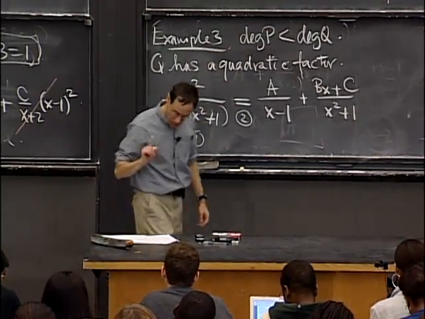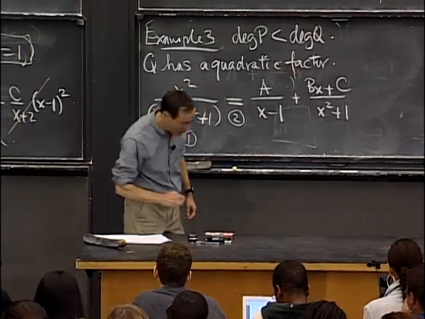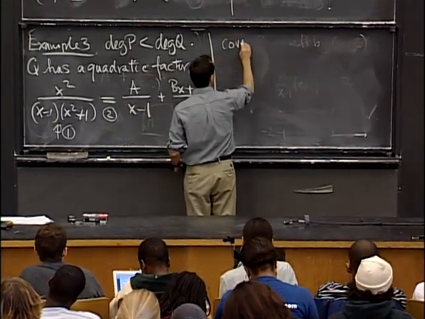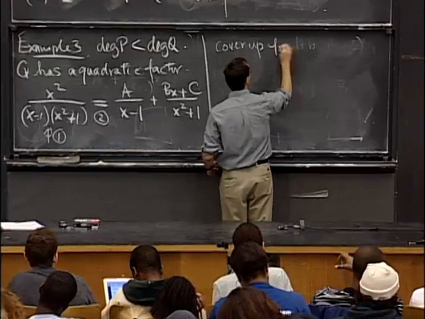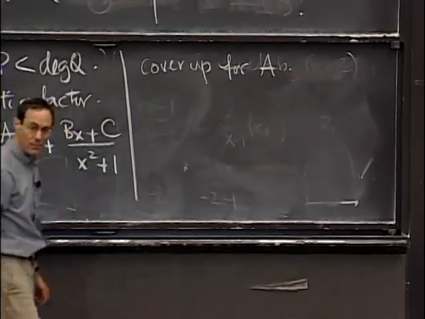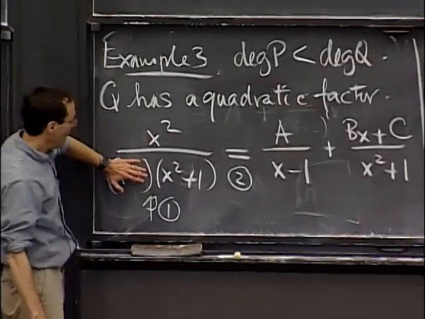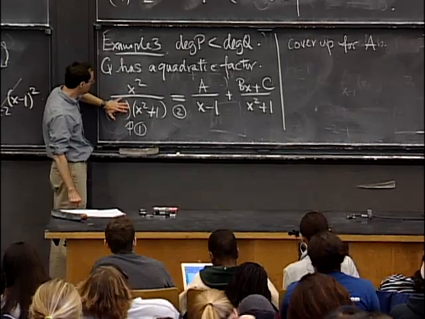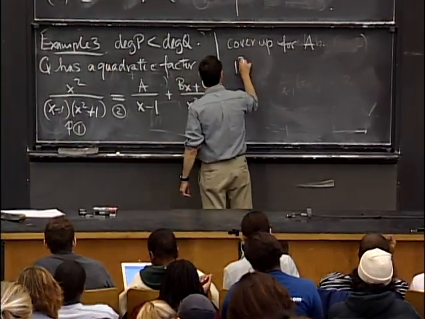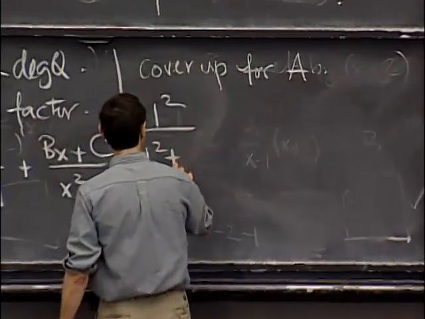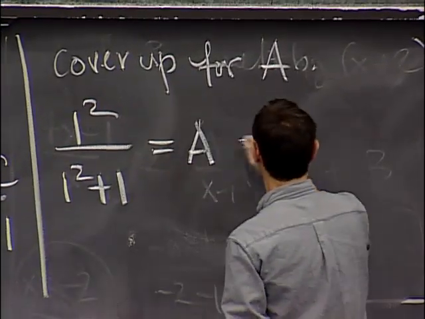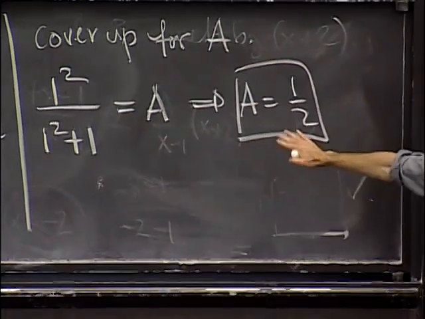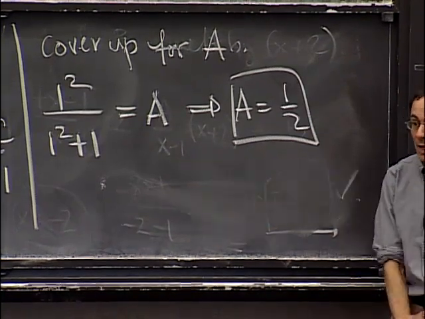All right. So now I have my setup. And now, what can I do? Well, I claim that I can still do cover-up for A. It's the same idea. I cover this guy up. And if I really multiply by it, it would knock everything out but A. So I cover this up, and I plug in x equals 1. So I get here 1 squared divided by 1 squared plus 1 is equal to A. In other words, A is equal to 1/2. Again, cover-up is pretty fast, as you can see. It's not too bad.